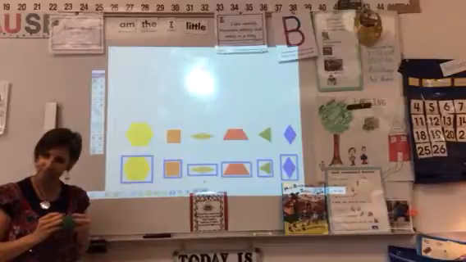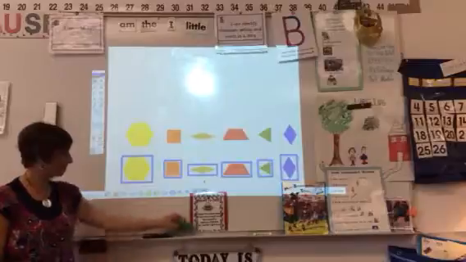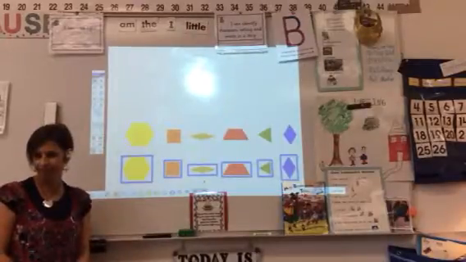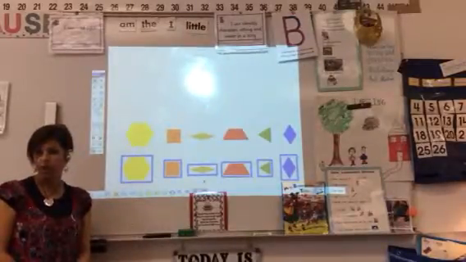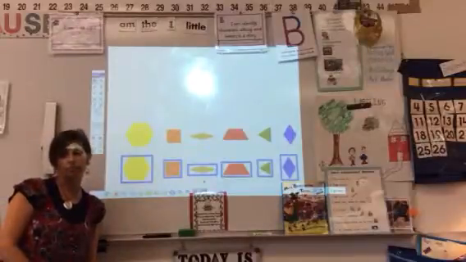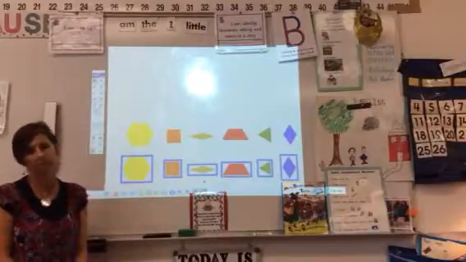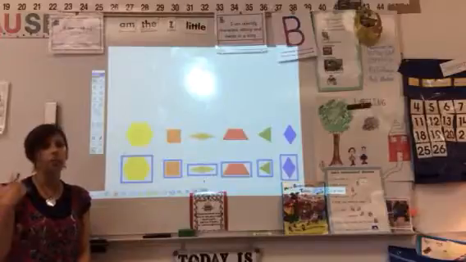Something you would like to add? Some shapes are pointy. And if you add two squares together, it makes one. If you add two squares together, it makes a what? Rectangle, right. Not necessarily a rectangular prism, but a rectangle.